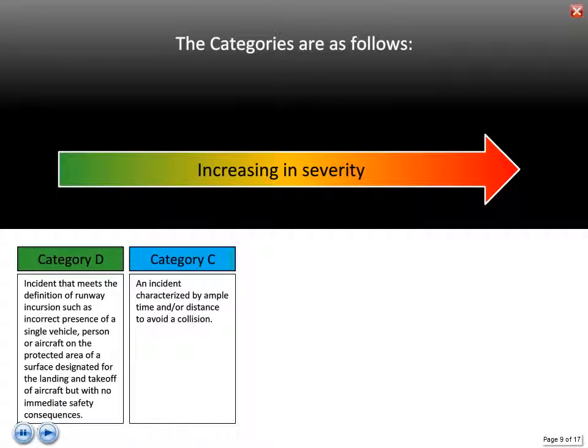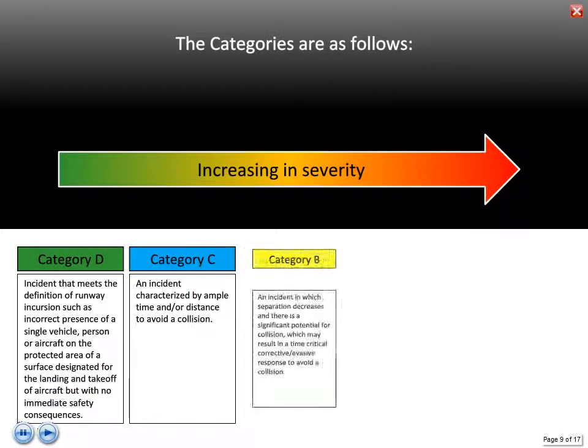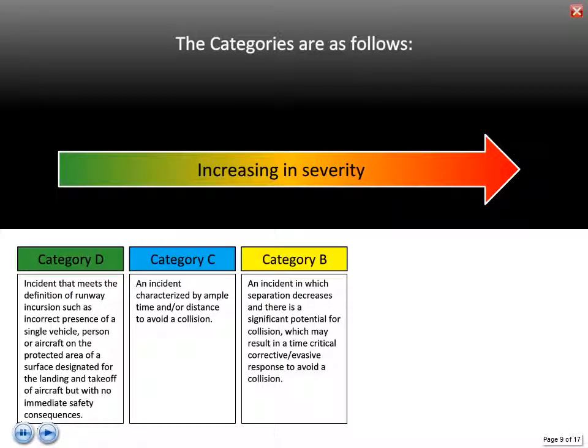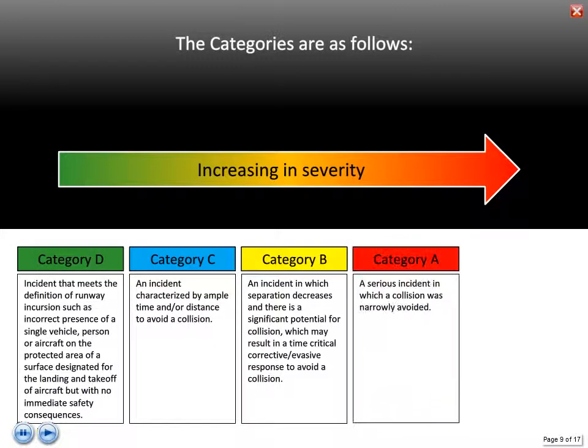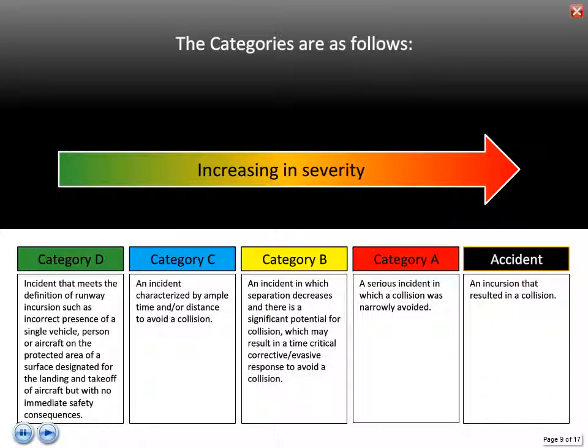A Category C event is an incident characterized by ample time and/or distance to avoid a collision. Category B is an incident in which separation decreases and there is a significant potential for collision, which may result in a time-critical, corrective, or evasive response to avoid a collision. Category A events are serious incidents in which a collision was narrowly avoided. And finally, an accident is an incursion that resulted in a collision.